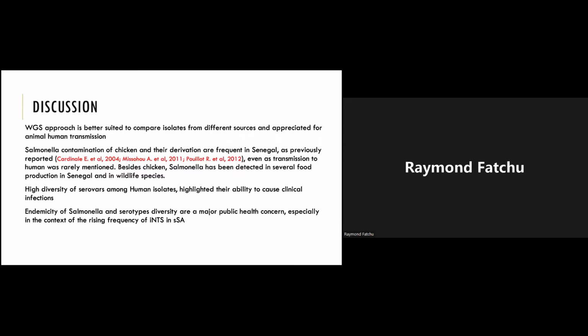Salmonella were described or also were found in some wild animals and isolates, but most between humans and chicken. But there is therefore a great potential of contamination, according to our studies, and in Senegal, serotypes are really diversified in the context of invasive infection, regarding iNTS. Next slide, please.